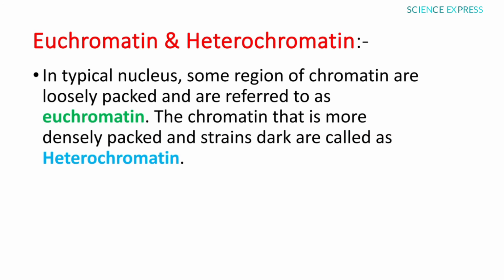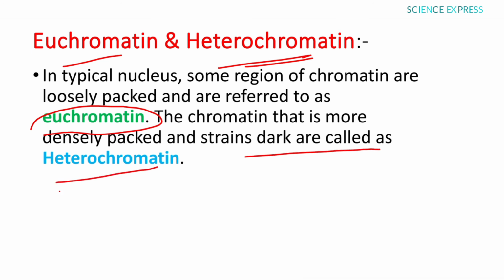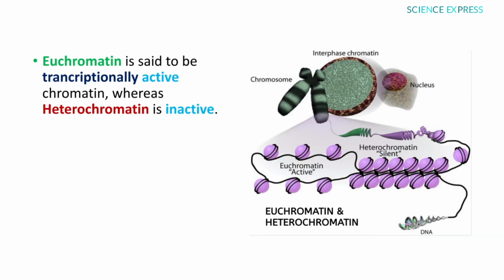Now let's discuss the two types of chromatin present. One is euchromatin, another is heterochromatin. In a typical nucleus, some regions of chromatin are loosely packed. They are referred to as euchromatin, and the chromatin that is more densely packed and stained dark is called heterochromatin. So euchromatin is loosely packed and heterochromatin is densely packed. On the basis of packaging we divided them into two categories.